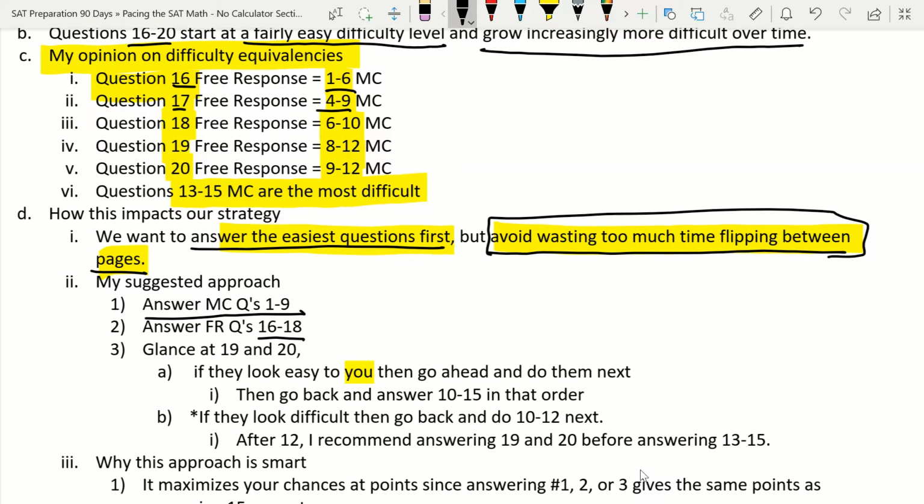By doing that, I've answered these easy problems first, because these tend to be the easier problems of the Math No Calculator section. Then I'm answering the other easier problems of the SAT Math No Calculator section.